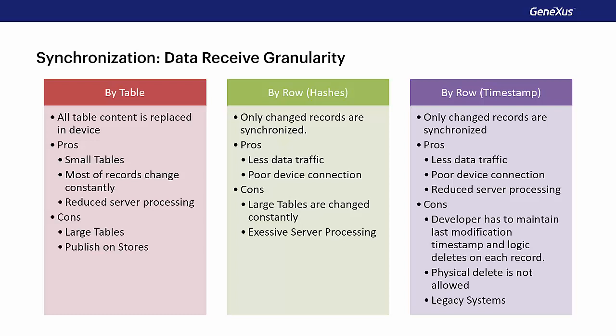The disadvantage of this mechanism is that the developer is responsible for maintaining precisely these two attributes. This is something that can be complex when there are many different systems involved. But we can also use a combination of the last two mechanisms. If we use by row, and in a transaction we don't configure timestamp and logical deletion attributes, in that case, hashes will be used.